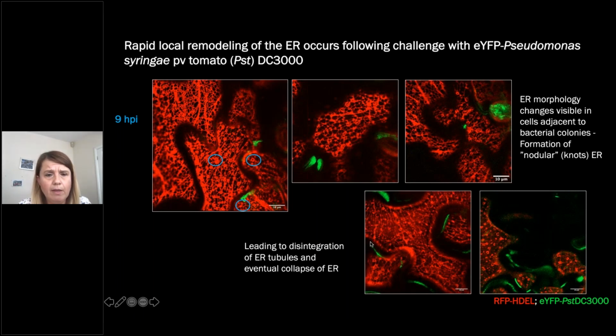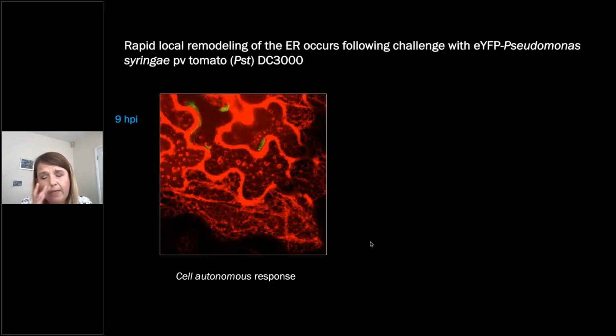Okay. So what I also observe is that this isn't a uniform response across all cells in the infected leaf. In fact, cells appear to be responding autonomously, and it's the cells that are directly adjacent to the bacterial colonies that I start to see these changes that I described in the previous slide. So if you look at this image here, you can see the bacterial colonies in green, and it's in these upper cells that I start to see this nodular knot-like ER morphology, whereas this lower cell, which is more distal from the bacterial colonies, is still maintaining a lot of its network structure.